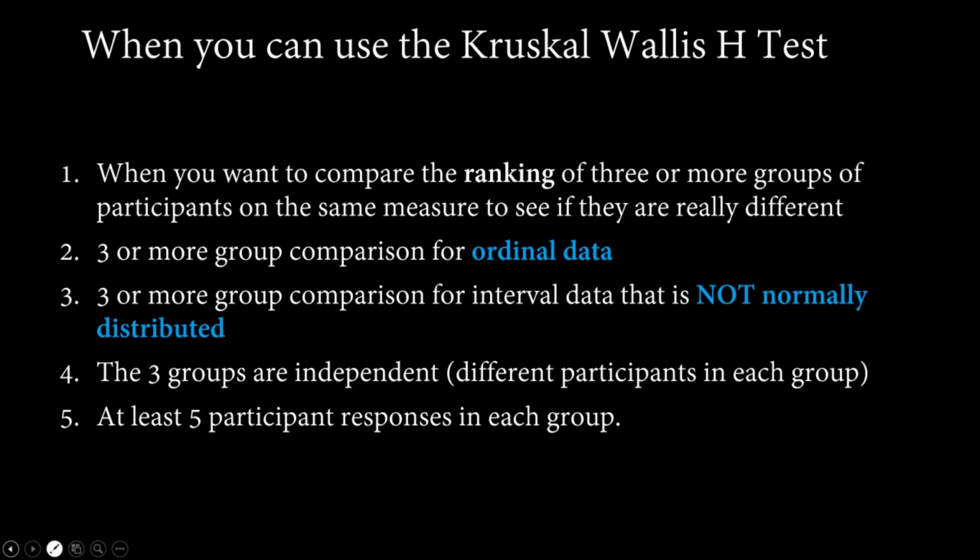When can you use this test? When you want to compare the ranking of three or more groups of participants on the same measure to see if they're really different. Three or more groups for comparison for ordinal data. When we have three or more groups comparison for interval data, but that interval data is not normally distributed. We assume the groups are independent, which means we have different participants in each group, and we have at least 5 responses in each group.